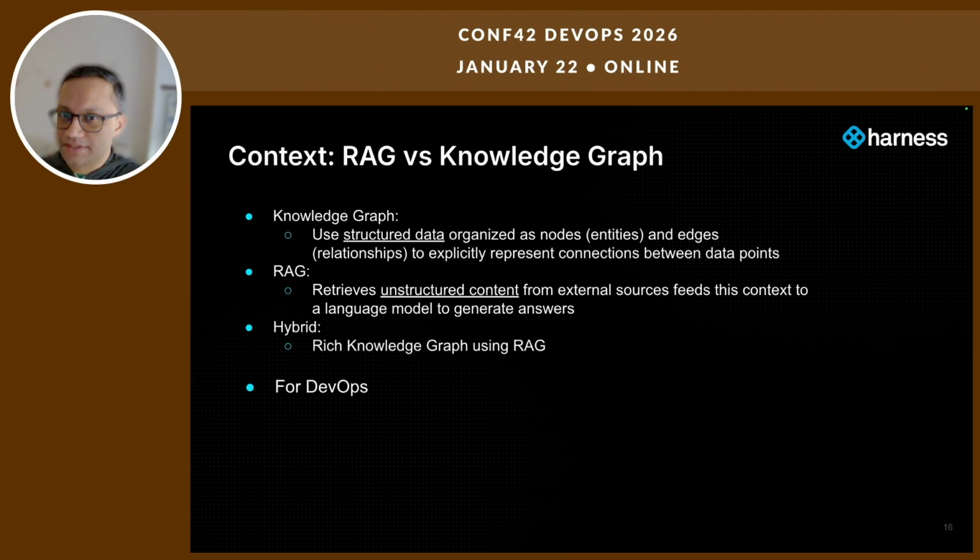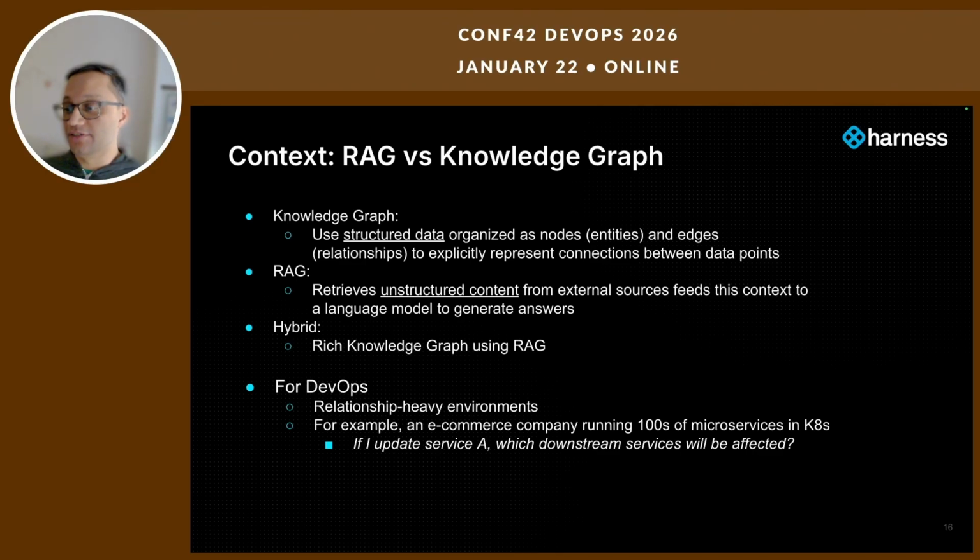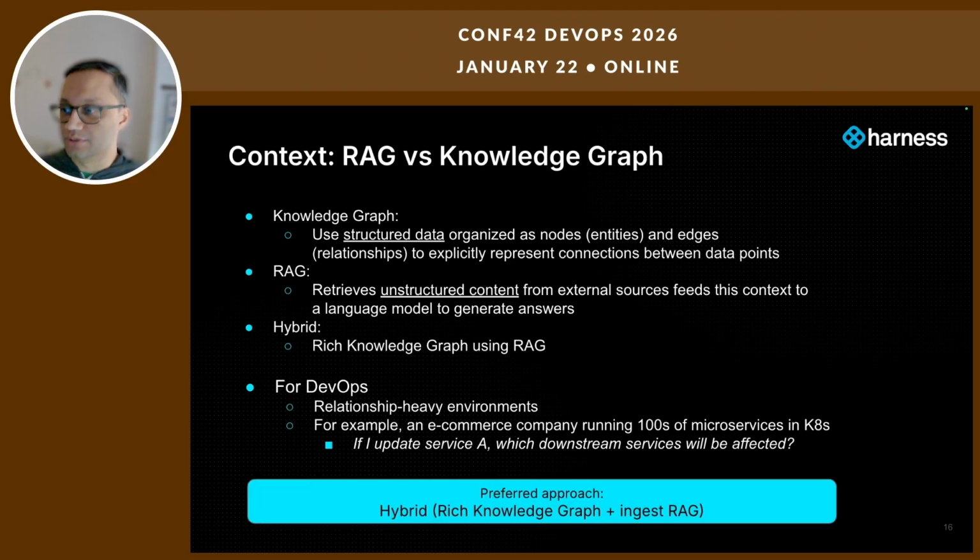So in a DevOps world, everything is relationship based. So for example, let's say an e-commerce business has hundreds of microservices. And let's say if I update service A, I need to figure out which downstream services are affected. And that basically means I need to figure out the relationship between different services, which points to creating a rich knowledge graph. What we recommend for DevOps use cases is using a hybrid approach, which is a rich knowledge graph, which is ingested with RAG.